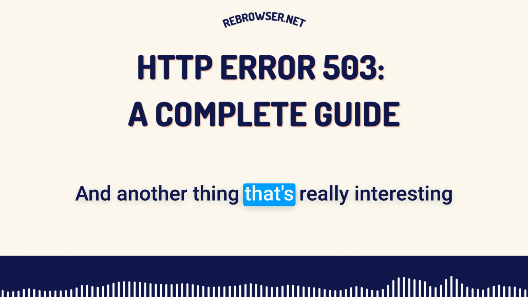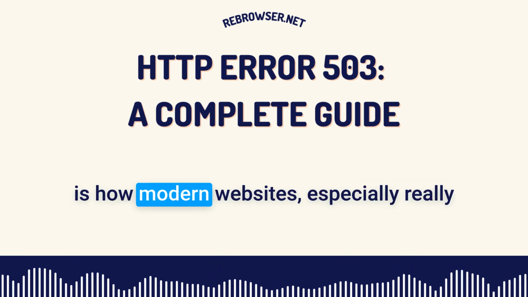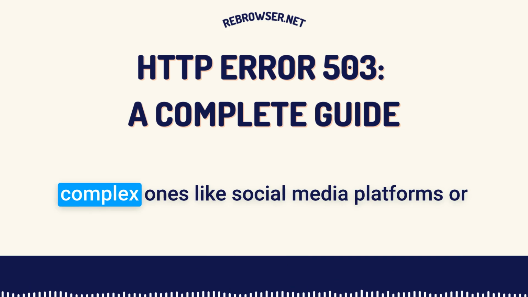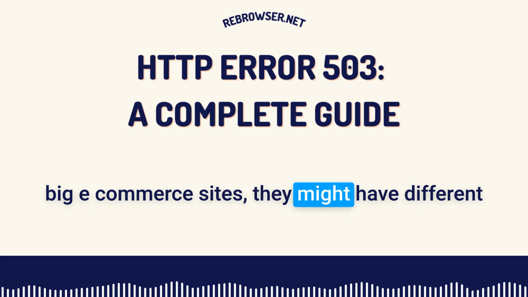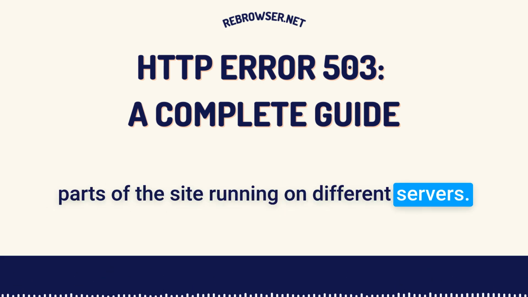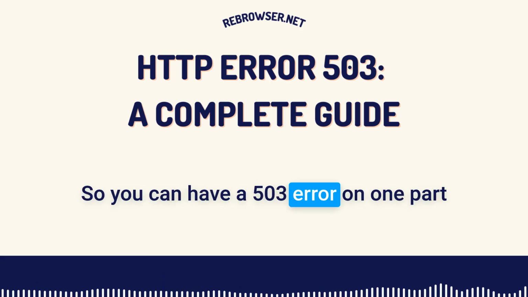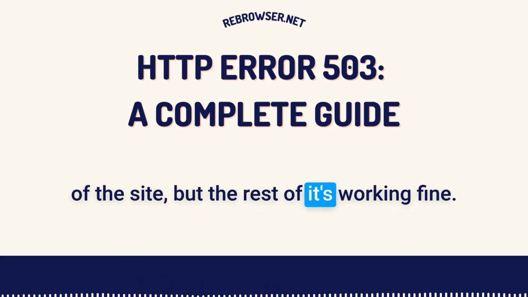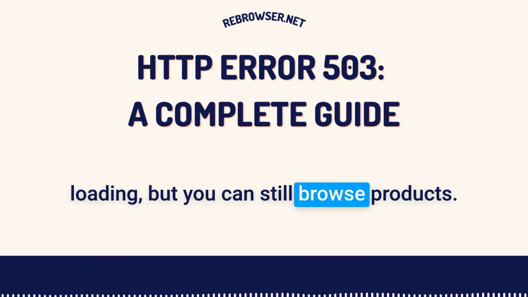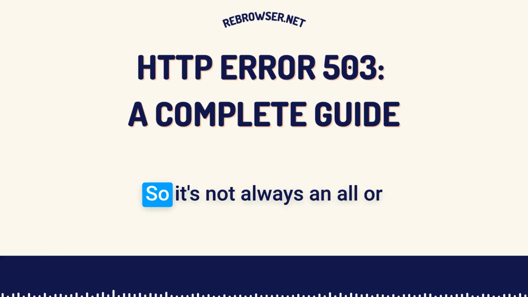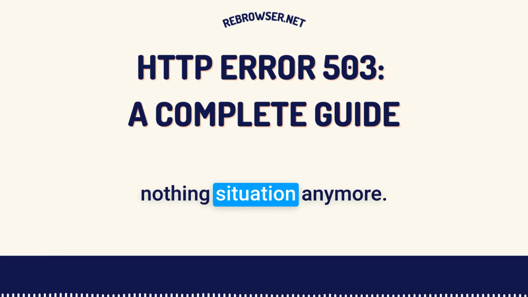Exactly. And another thing that's really interesting is how modern websites, especially really complex ones like social media platforms or big e-commerce sites, they might have different parts of the site running on different servers. So you can have a 503 error on one part of the site, but the rest of it's working fine. Right. Like maybe your shopping cart isn't loading, but you can still browse products. Okay. So it's not always an all or nothing situation anymore.